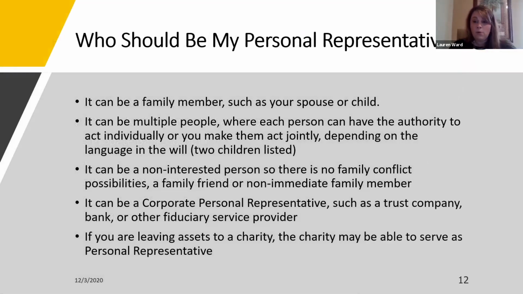So a lot of people wonder who should be my personal representative, and this isn't the easiest choice to make. So it can be a family member. A lot of people are going to list their spouse or maybe their child or children. It can be multiple people. You can have it where each person can have the independent authority to act. So maybe you have 2 children and you want to list both of them, and you give them each the individual authority to act. Or you can make them act jointly depending on the language in the will.